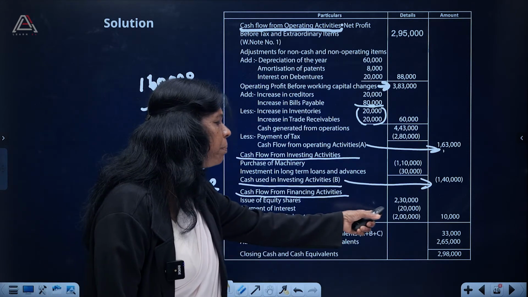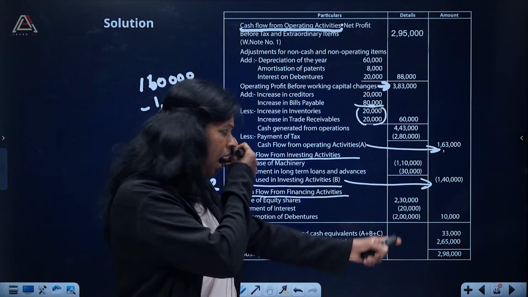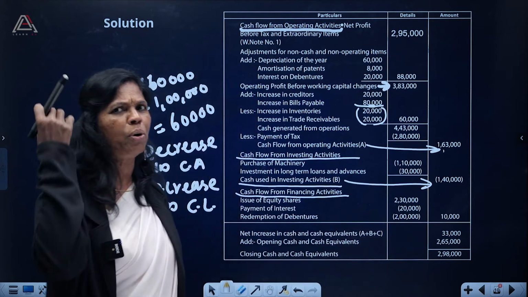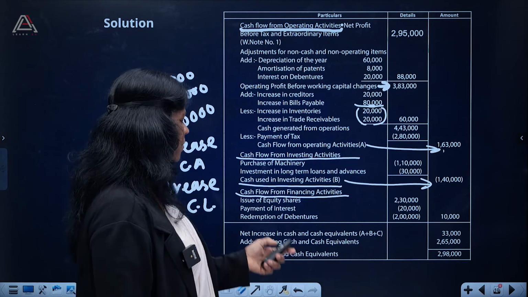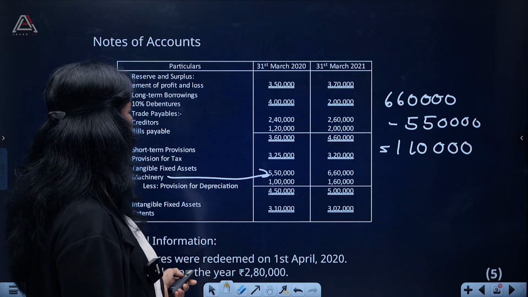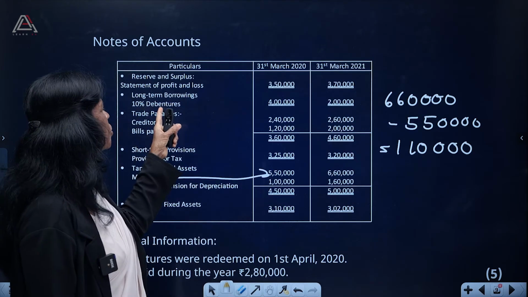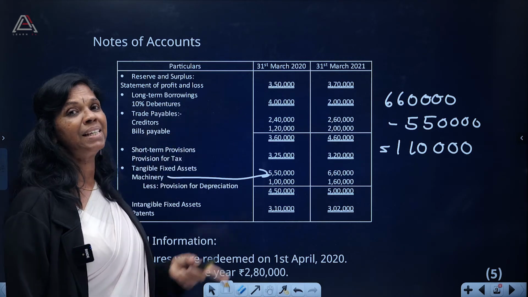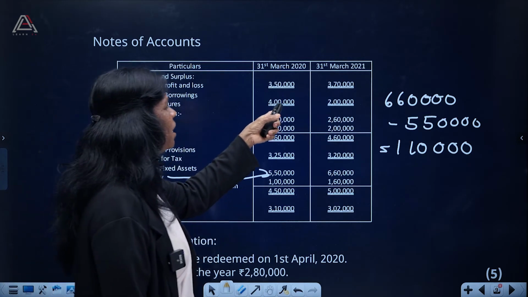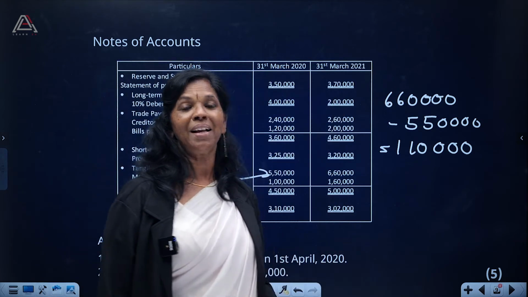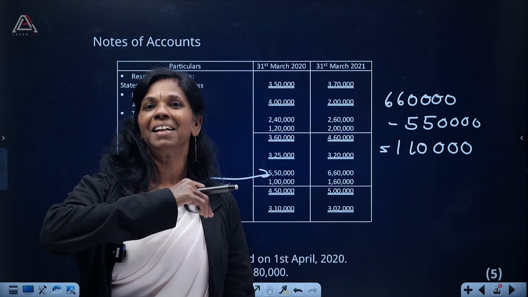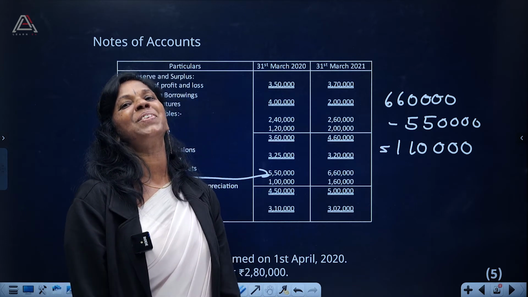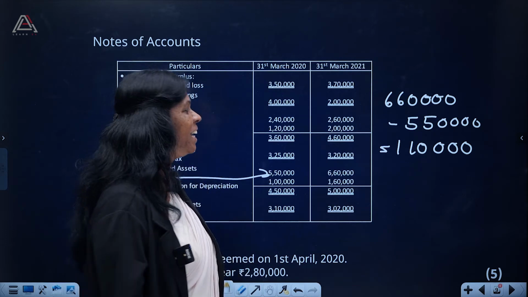Then redemption of debentures is there. How do you understand how this redemption of debentures of 2 lakh came? It is a payment. See, here in notes to account, under the heading long term borrowings, 10% debentures. First year 4 lakh, second year 2 lakh. Compared to the previous year, the current year amount is less. So, it is taken as redemption.